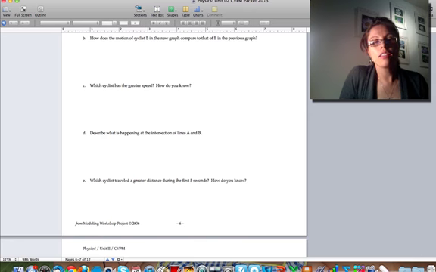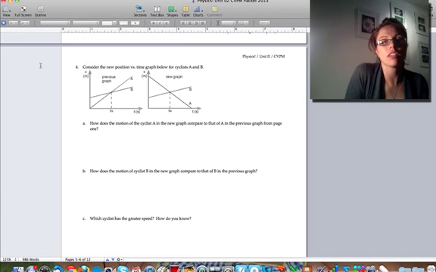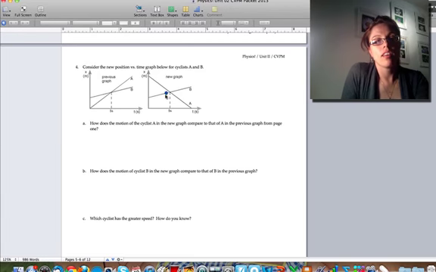And which cyclist traveled greater distance during the first 5 seconds? Oh, this is a great question. So let's look at this. So in the first 5 seconds, B went from here to here. This is B's change in x right there. And A went from here to here. So A's change in x is that one.